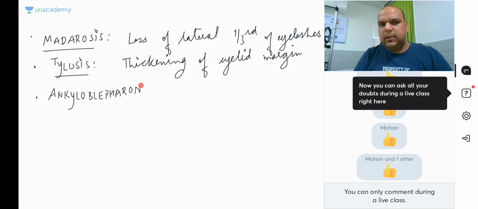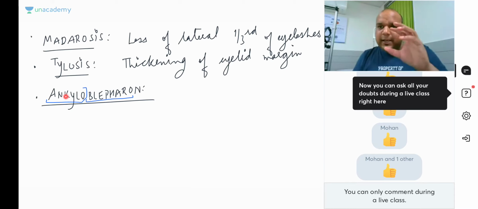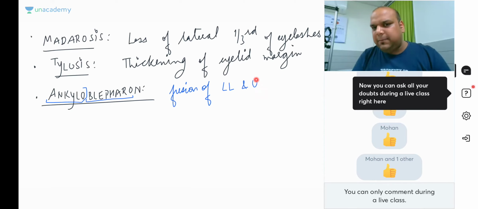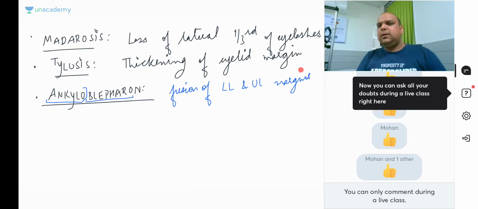Ankyloblepharon. Everybody, there are two words here again. If you want to remember, just think about English. Blepharon. Blepharon means eyelid margin. Ankylo. Think about ankylosing spondylitis. What occurs in ankylosing spondylitis in the sacroiliac joint? Fusion. Yes or no? So ankylo fusion, blepharon eyelid margin. So fusion of lower lid and upper lid margins. Okay, so fusion of upper eyelid and lower eyelid margin, both of them will be fused together, everybody. So that is called your ankyloblepharon.